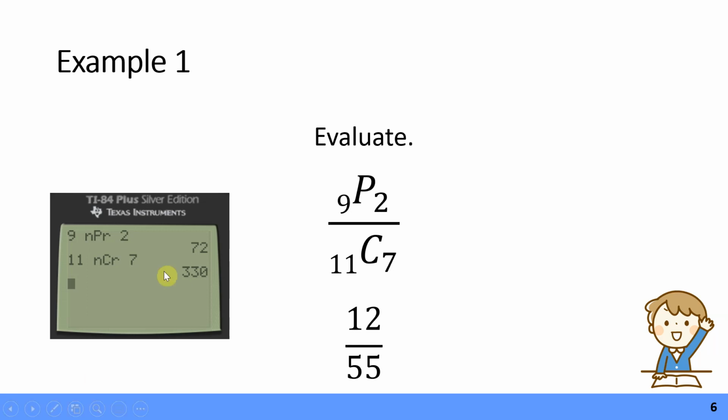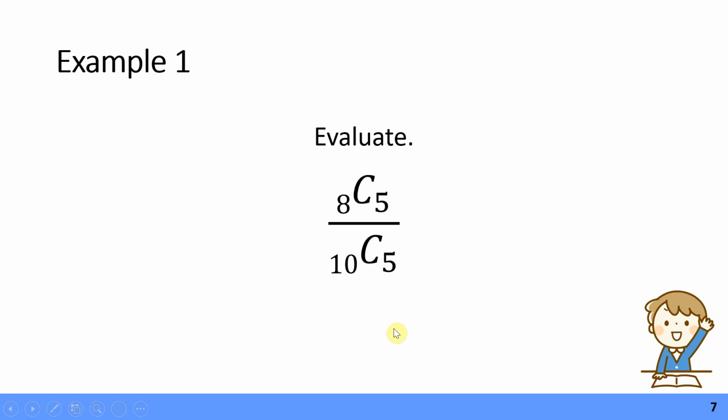Again, if you do need help simplifying, please let us know. We will gladly help you. But all you have to do is make sure it's simplified to the lowest terms, and that would be your answer. All right, let's go ahead and try one more. Again, this one has two combinations.